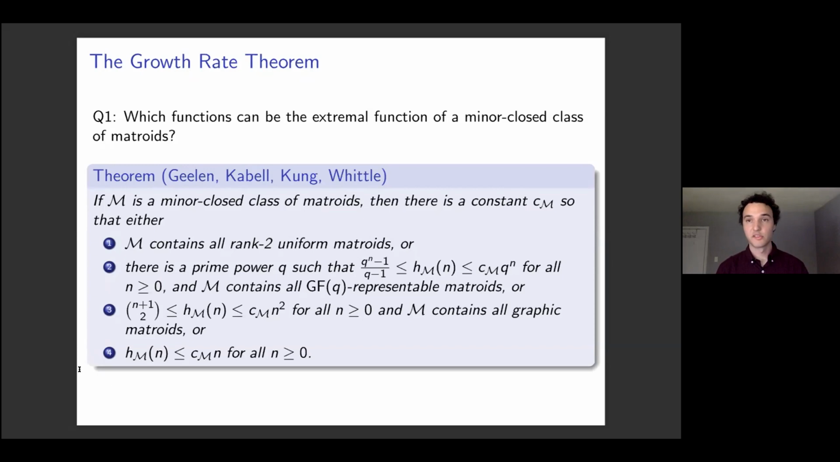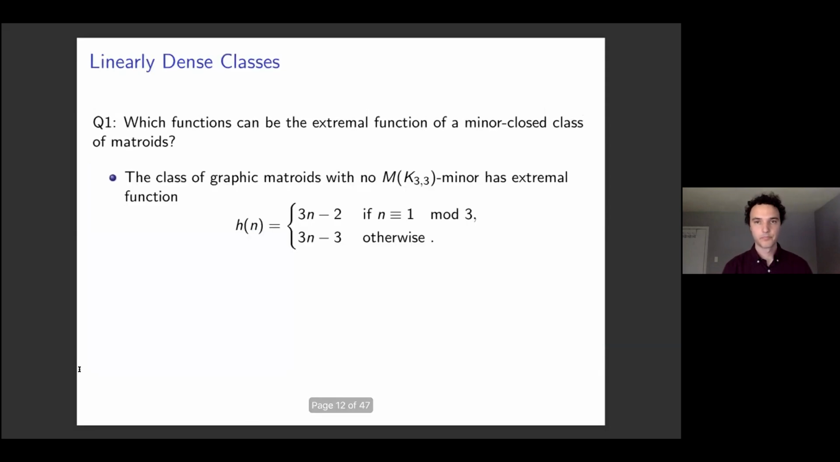So now I'll quickly go through and tell you what's known about the extremal functions of classes of type 2, 3, and 4. Okay, and I'll start with linearly dense classes. So here's an example of a nice linearly dense class.